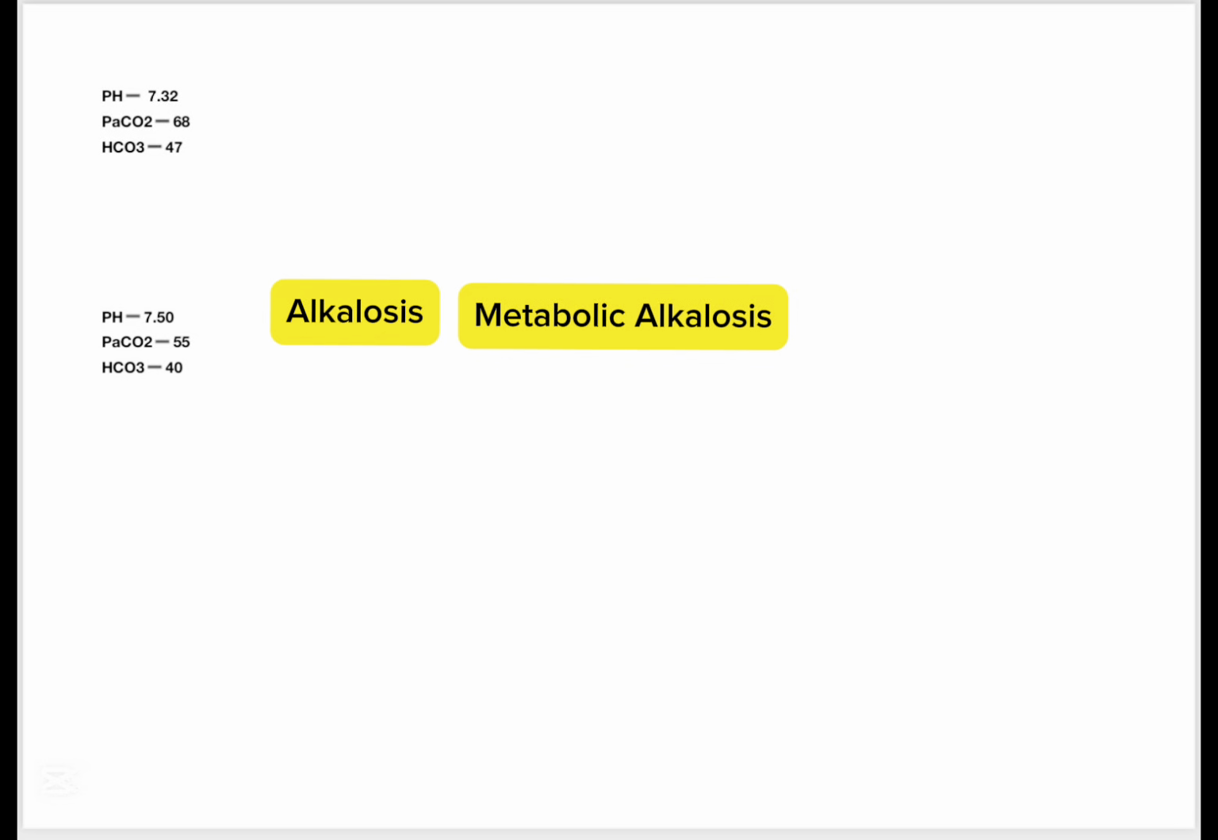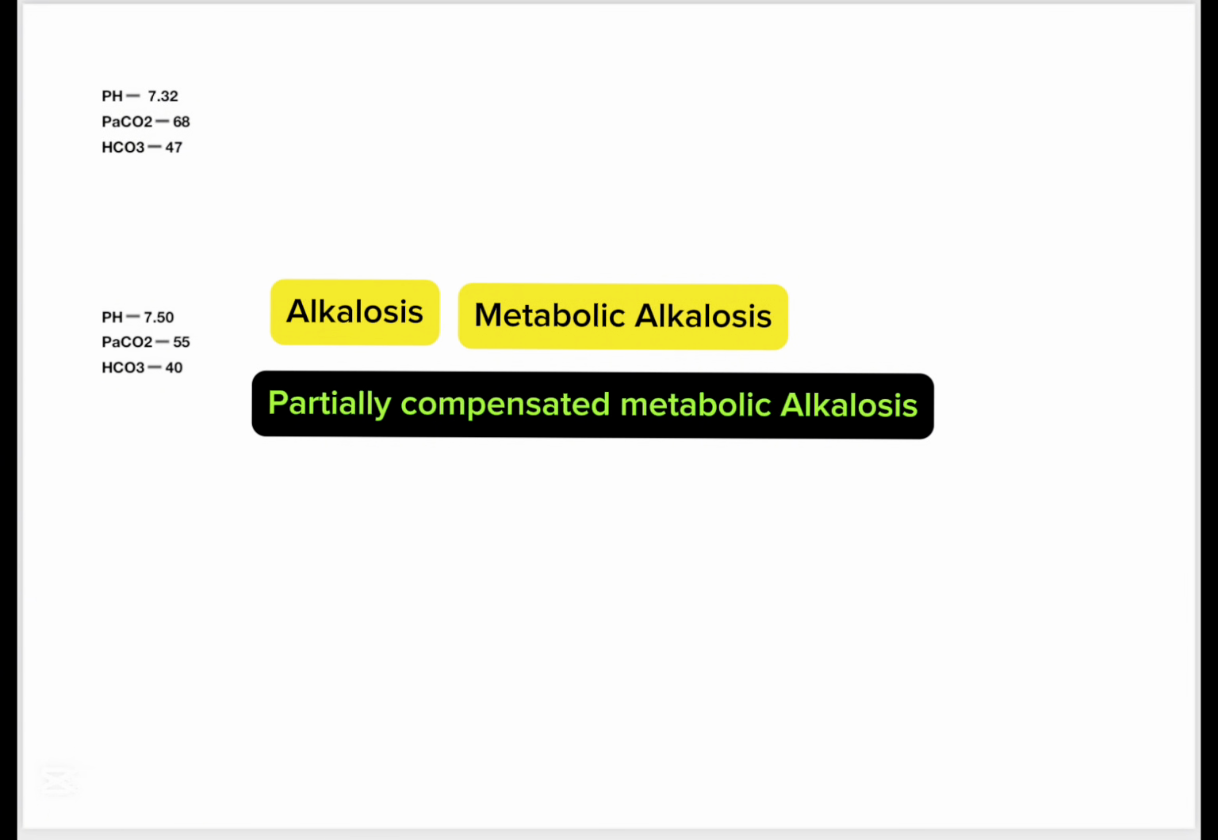So now let's look at the CO2 to determine the state of compensation. Since it's a metabolic imbalance, let's look at CO2. CO2 is 55. So we can see that the body recognized that it had so much base and tried to compensate by increasing that CO2 to balance up that pH. So now let's look at the pH to see if the compensation was complete enough to bring the pH back to normal. So the pH here is 7.50. So that is not within the normal range. So we can say this is a partial compensation. Partially compensated metabolic alkalosis.